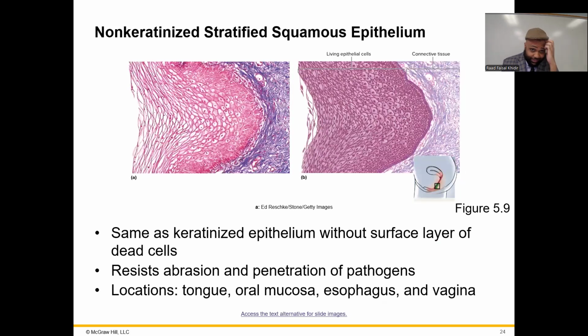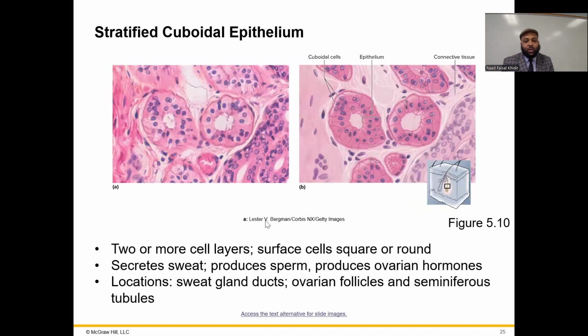So the non-keratinized stratified squamous epithelium is the same as keratinized epithelium, but without the surface layer of dead cells. They resist abrasion and penetration of pathogens, and the locations are the tongue, the oral mucosa, the esophagus, and the vagina.